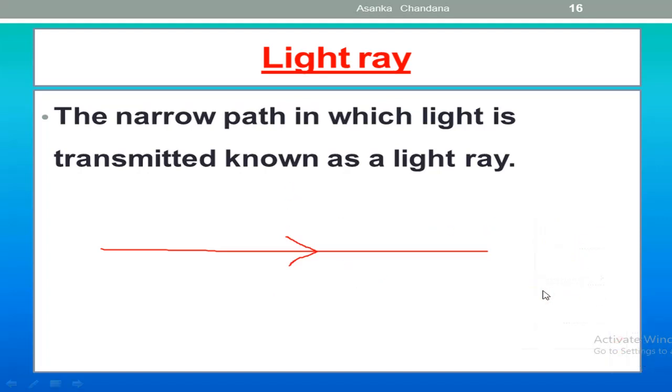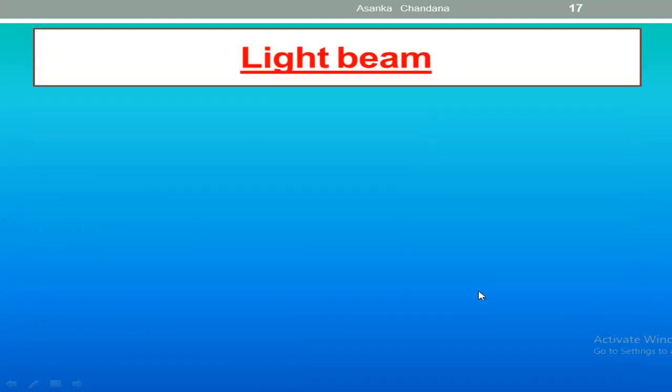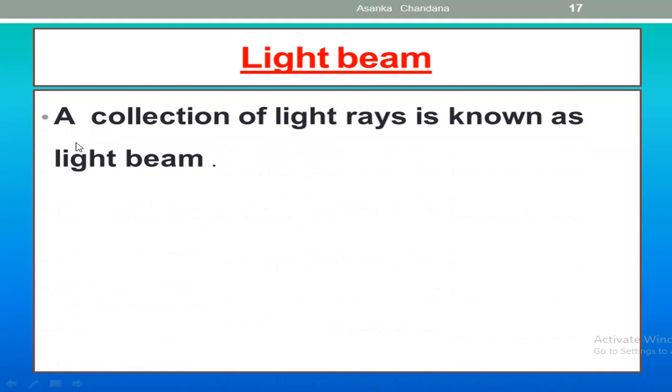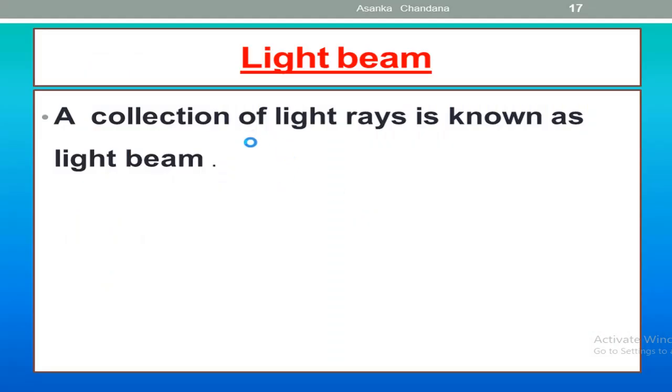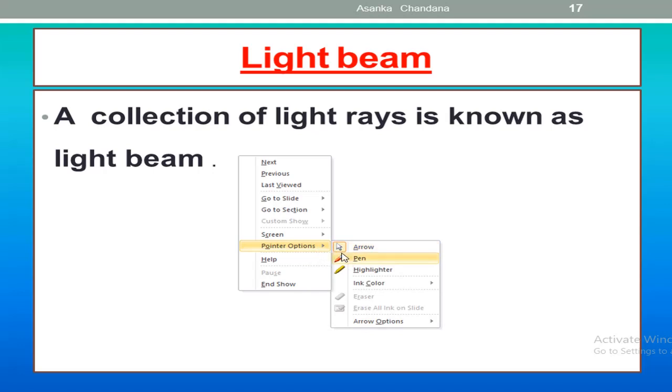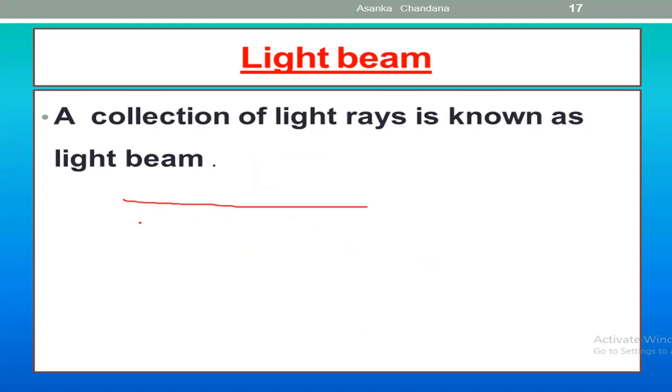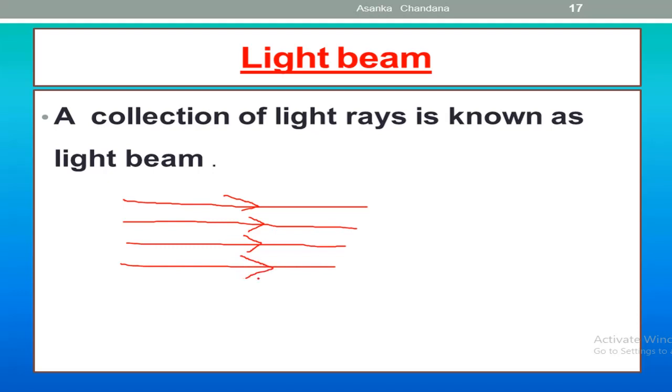Right, then we will learn about light beams. What is a light beam? A collection of light rays is known as a light beam. Light beams mean like that. This is one light ray. This is another light ray. A collection of light rays like that is known as a light beam.